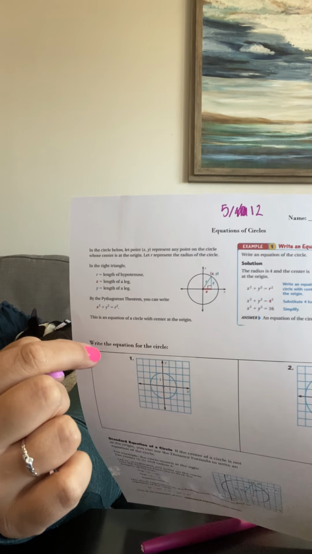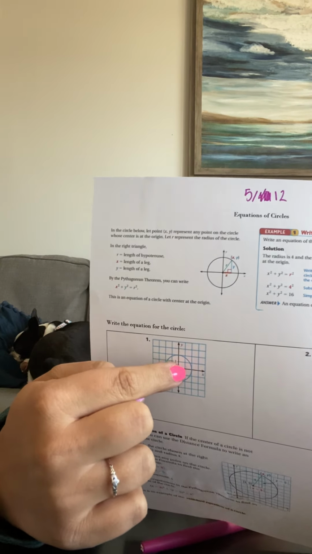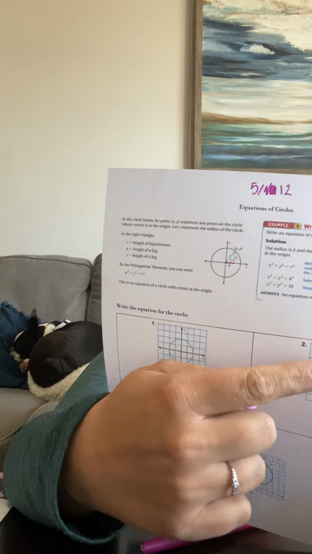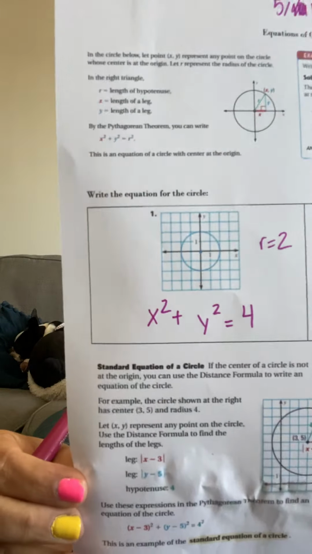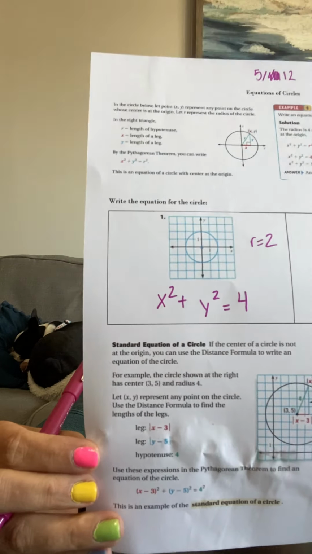So if we are looking at a circle where the center is on the origin, it's actually really easy to derive the formula for it. It's basically just the radius squared. So in the first case, in number 1, the formula for this one is going to be x squared plus y squared equals, well, the radius here is 2. So 2 squared is going to be 4. So that's the equation of that circle.